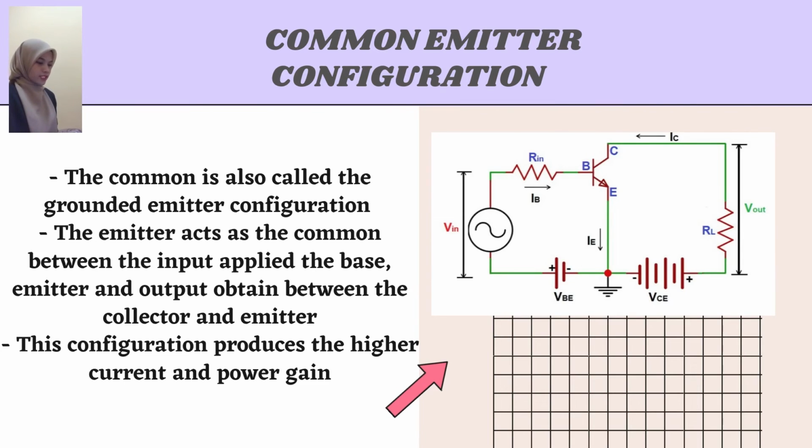Common emitter configuration. The common emitter is also called the grounded emitter configuration. The emitter acts as the common between the input applied at the base and emitter, and the output obtained between the collector and emitter. This configuration produces the higher current and power gain.